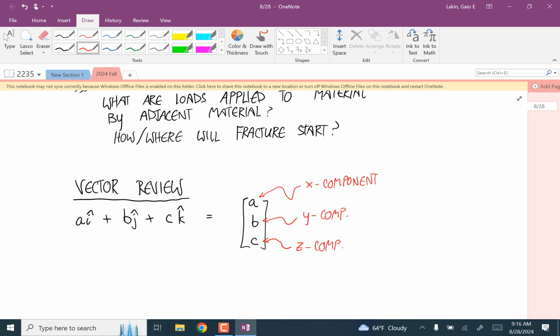There's a reason why we're going to put it in this new format, and that is that there are a lot of useful matrix manipulations that we can do with vectors. So putting a vector into a matrix format like this is going to give us a lot of mathematical tools.